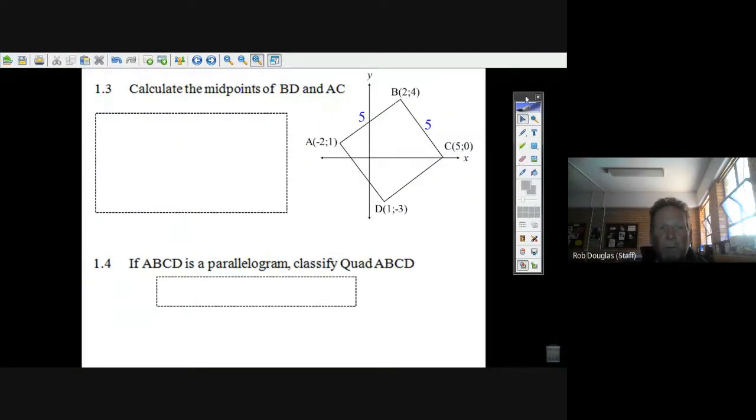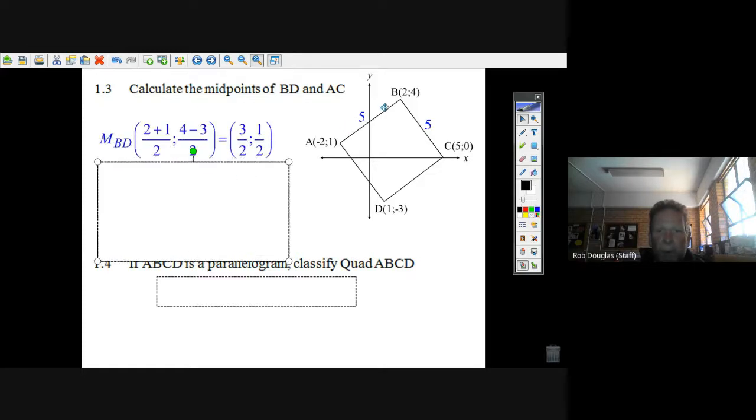Here's the next two questions in this analytical geometry, grade 10 preparation. Let's see here. Calculate the midpoints of BD and AC. Hey, those are diagonals. Let's see those midpoints. All we do is add the x values. Well, let's look at BD.